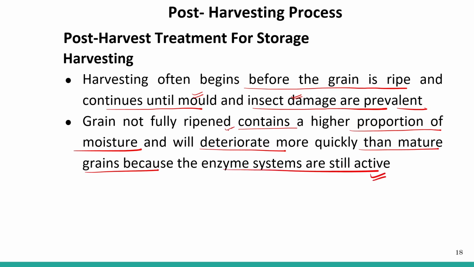So if the grains are not fully ripened, it means that they have a good moisture content, and that is the time when they can get damaged by molds, that is the fungi, by different insects, or even bacteria. So to avoid that, we can harvest prior to fully ripened grains. They can deteriorate more quickly than mature grains because the enzyme systems are still active.